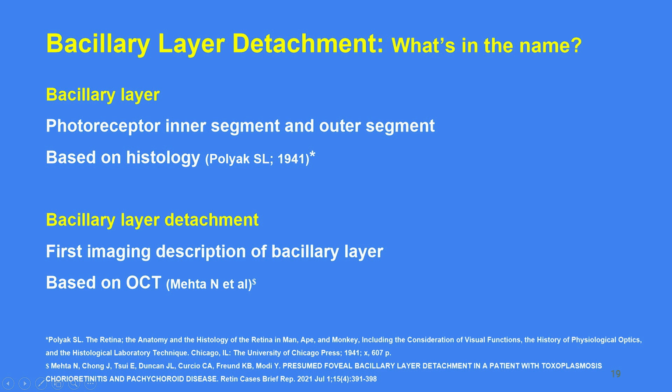But where does the name bacillary layer come from? The name bacillary layer was used to describe the photoreceptor inner and outer segments way back in 1941. At that time, it was purely a histological description. The first OCT-based description of bacillary layer came forth when Mehta and colleagues described a new finding of dissection of myoid zone in a case of Toxoplasma chorioretinitis and named it as bacillary layer detachment.